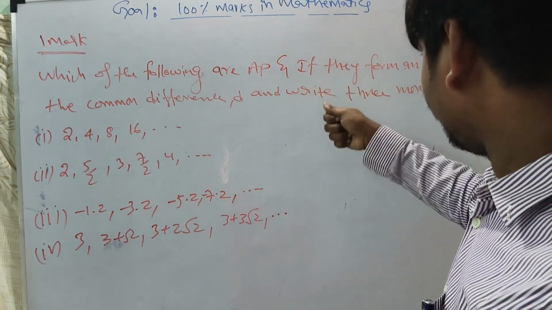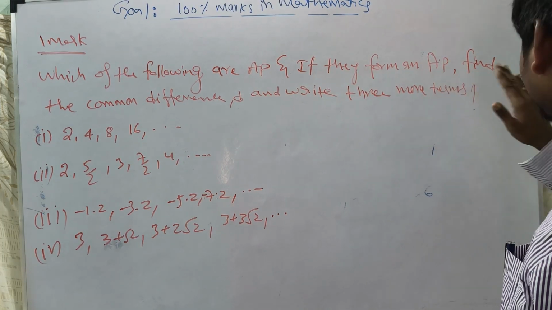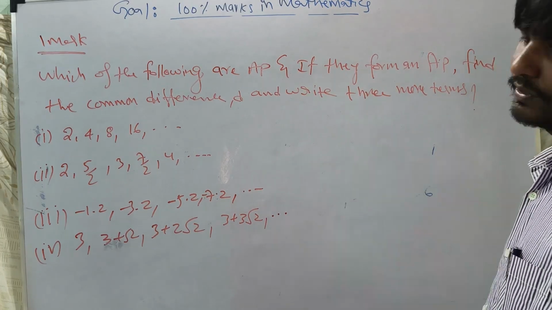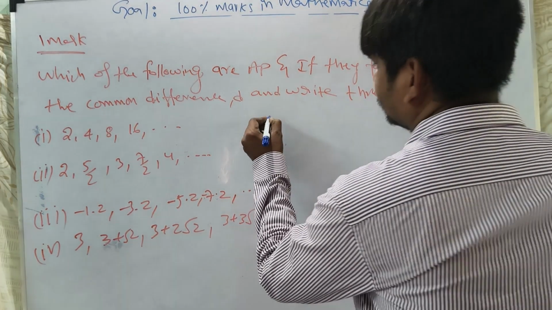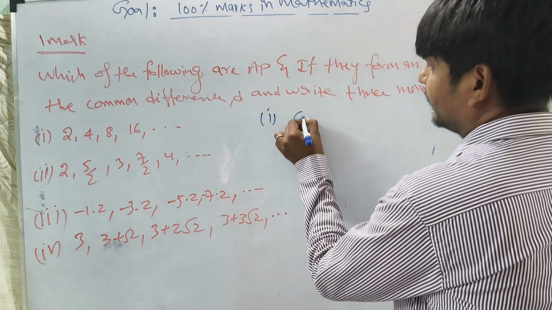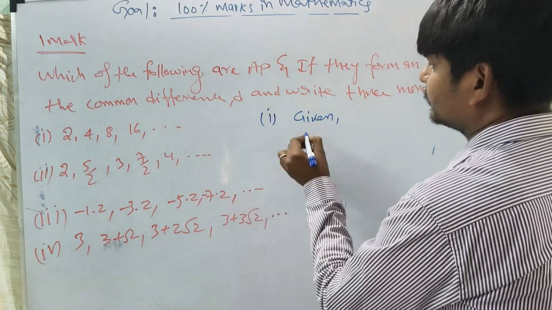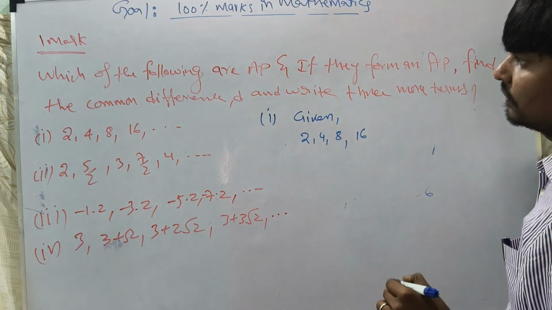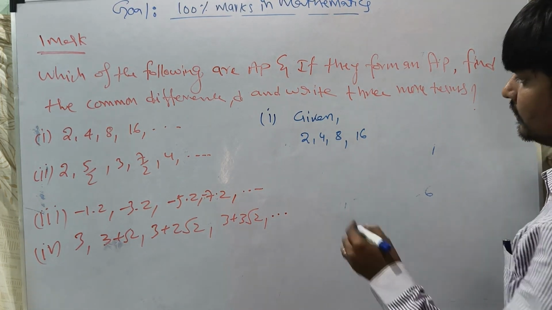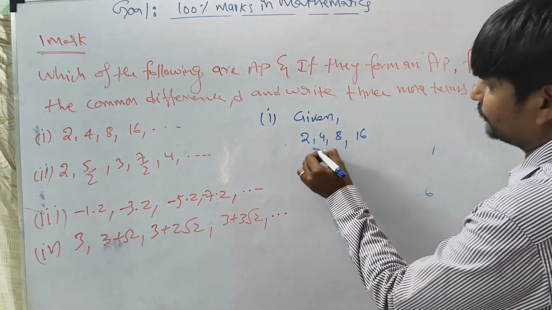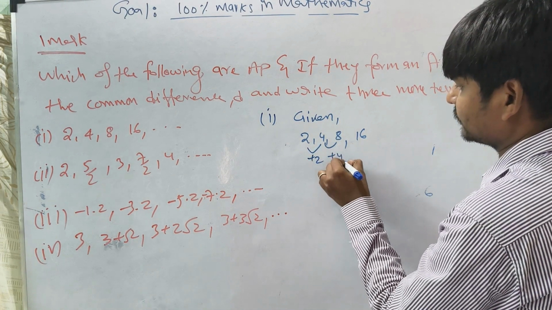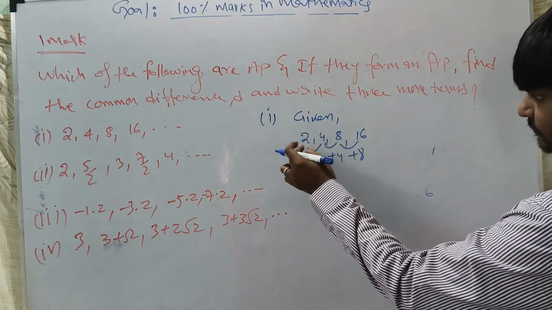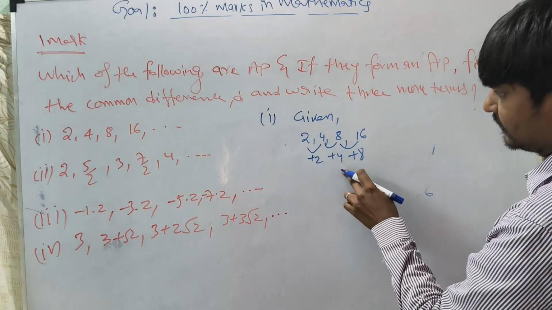Which of the following are AP, and if they form an AP, find the common difference D and write 3 more terms. That is the question for you. First take the first question. What is given? We have to write everything. Given is 2, 4, 8, 16. So whether it is an AP or not, how can we know? See, common difference should be same. Here to here plus 2, here to here plus 4, here to here plus 8. Is common difference same?